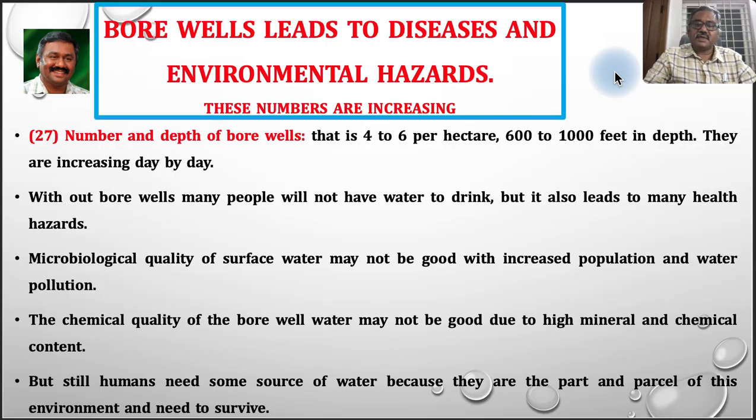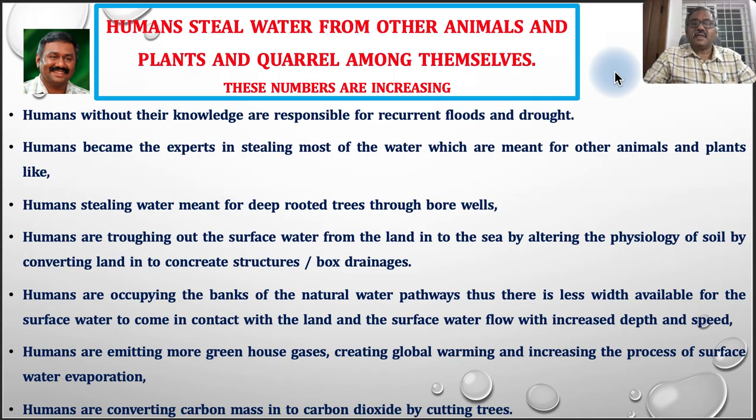The microbiological quality of surface water may not be good with increased population and water pollution. The chemical quality of borewell water may not be good due to high mineral and chemical content. But still, humans need some source of water because they are part and parcel of the environment, and people need to survive. Humans steal water from other animals and plants and quarrel among themselves.